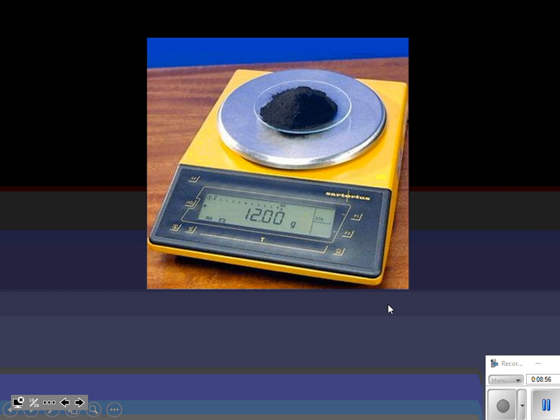Right here, look at my scale. Here is carbon on my scale. Okay? Look how much I'm reading. 12 grams. Whoa! Didn't we just say that 12 grams is equal to 1 mole? Huh! Right there. That's a mole of carbon. I wonder how many particles are in that mole of carbon.